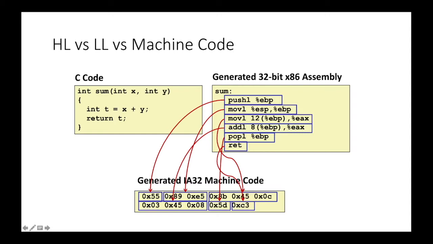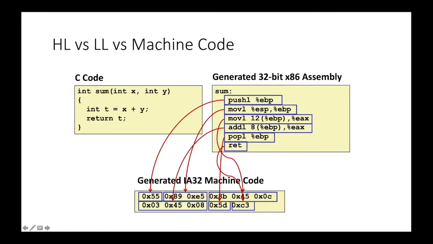Let's begin by comparing a high-level C program, a low-level assembly program, and machine binary code side by side. In the high-level program, this is a very simple function that takes two integer numbers, adds them together, and returns the result. On the right-hand side, we have a 32-bit x86 assembly program.